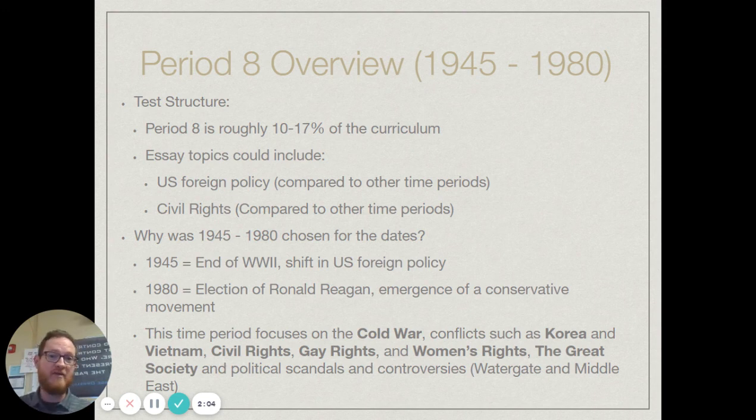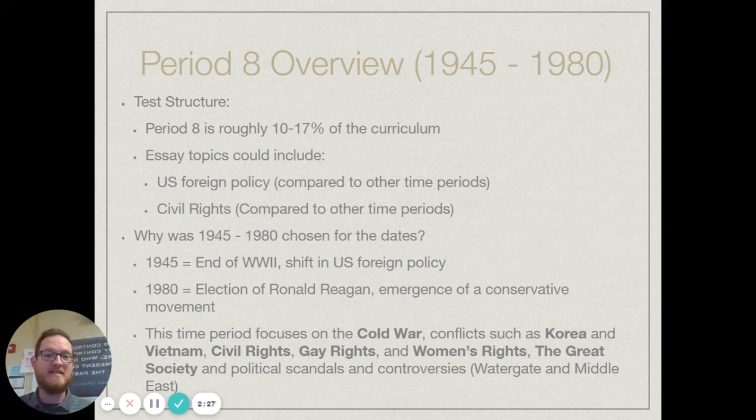Now, what all is covered in this time period? I've already mentioned the Cold War. With the Cold War, you're going to see a lot of events covered with that. Obviously, you're going to have two big wars, the Korean War and the Vietnam War. You're also going to have during this period the Civil Rights Movement. And with the Civil Rights Movement, kind of born out of that is going to be the women's rights movement and the gay rights movement as well.